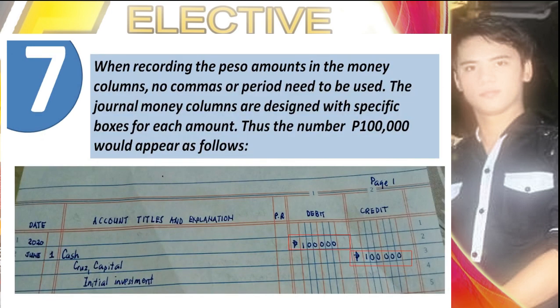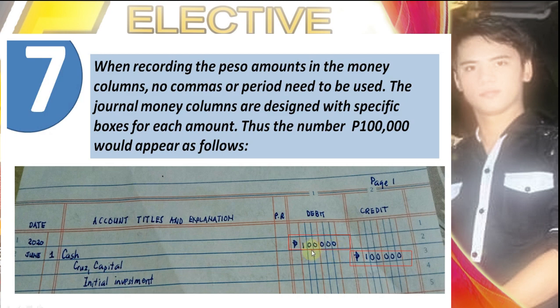7. When recording the peso amounts in the money columns, no commas or period need to be used. These are our money columns. We have the debit and credit money columns. Notice the amount is 100,000. The journal money columns are designed with specific boxes for each amount. Thus, the number 100,000 would appear as follows. This one, the amount is 100,000. Did you notice? For each box, one number.